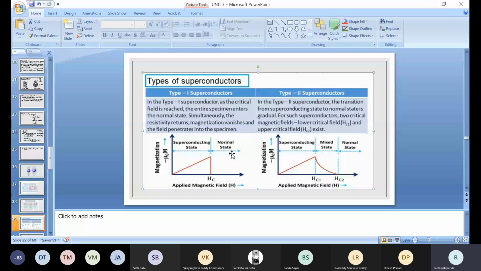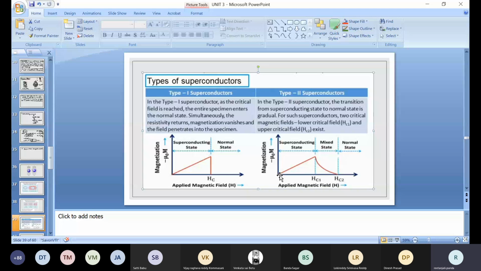But in case of a type 2 superconductor, we observe two critical magnetic fields: Hc1, the lower critical magnetic field, and Hc2, the upper critical magnetic field. Now we are increasing the magnetic field here. When it reaches the lower critical magnetic field, the magnetization value starts to reduce. It will not become 0 unlike your type 1 superconductor. In type 1, when it reaches the critical field, magnetization sharply reduces. Directly it will drop to 0.